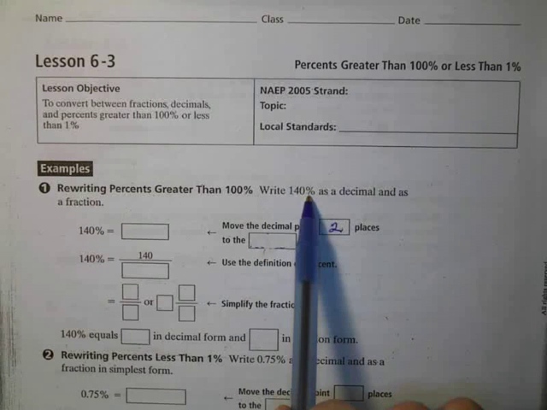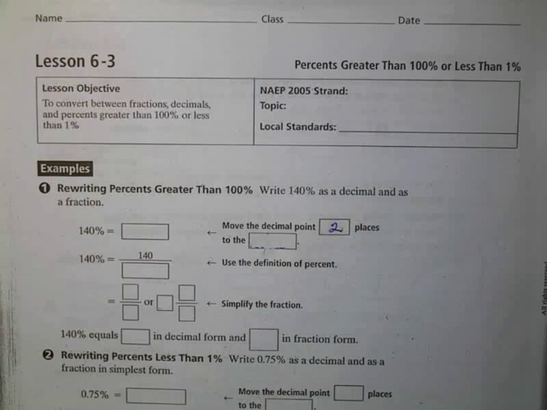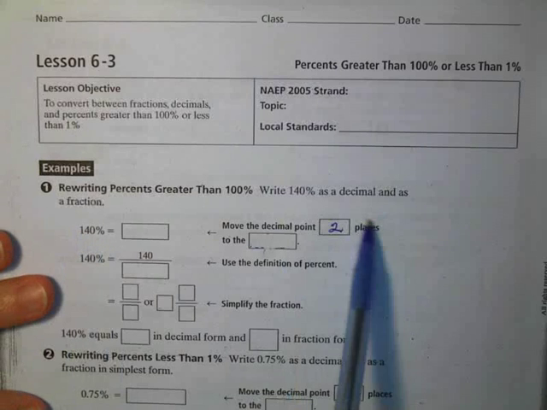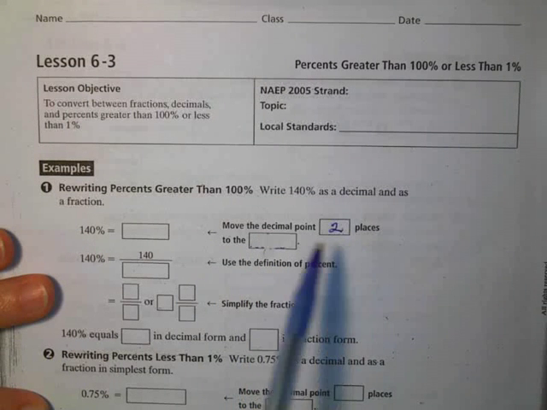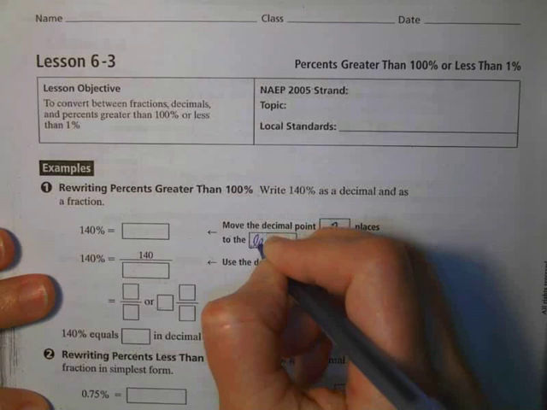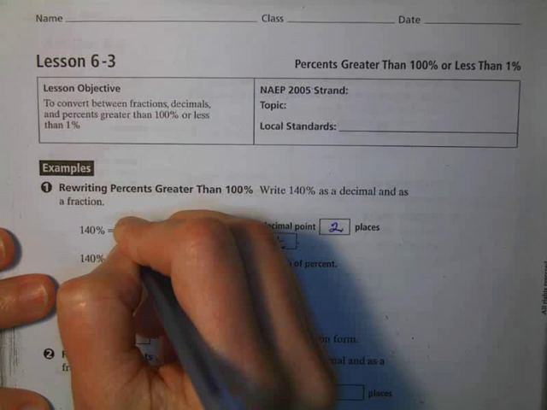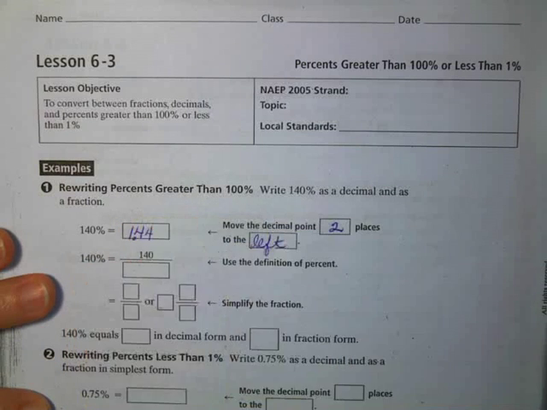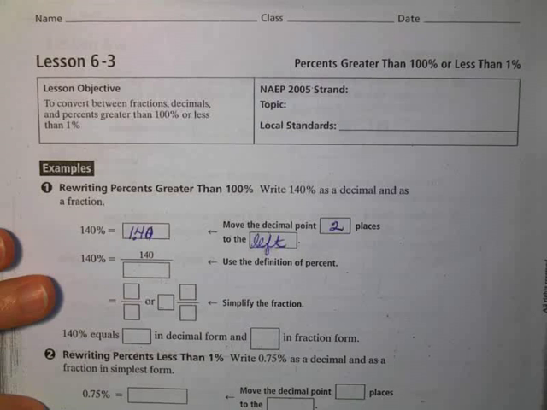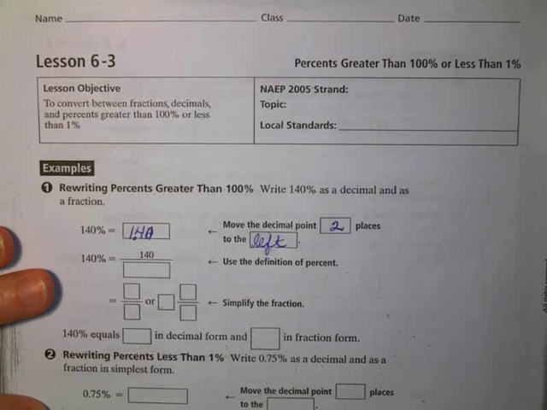So if we want to write 140% as a decimal and as a fraction, writing it as a decimal is relatively quick and easy. We want to move our decimal point 2 places to the left and basically drop the percent sign. So that gives me 1.40. Okay, so 1.40, and you're done. 140% is 1.4, or 1 and 40 hundredths, 1 and 4 tenths, etc.